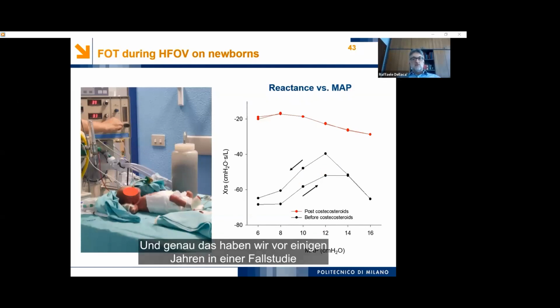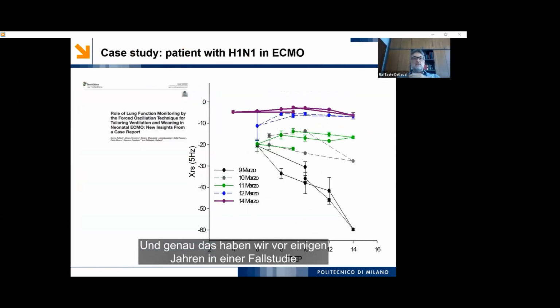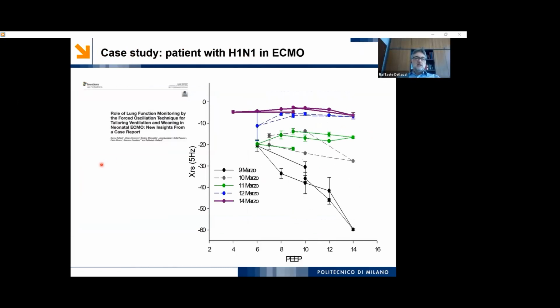And this is actually what we did in a case study that we published a few years ago on a patient with H1N1 that was receiving ECMO.